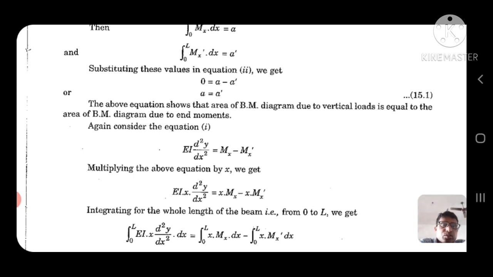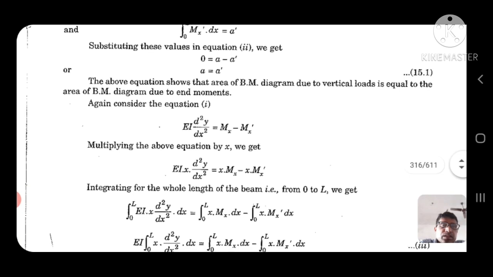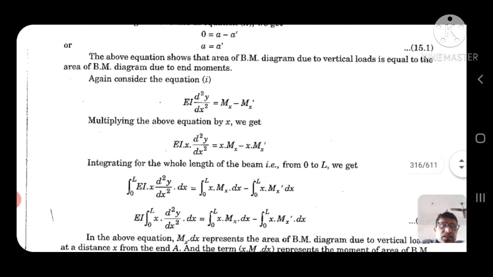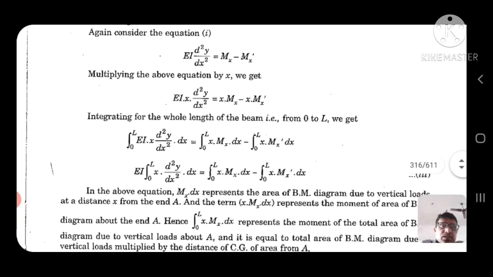The above equation shows that the area of the bending moment diagram due to vertical load is equal to the area of the bending moment diagram due to end moments. Again, consider the equation EI d square y by dx square is equal to Mx minus Mx bar. Multiplying the above equation by x, we get EI x d square y by dx square is equal to x Mx minus x Mx bar.